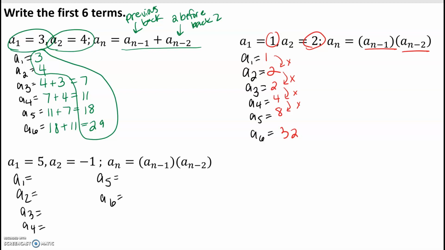Right, in the last example on this slide, again, it gives me the first two. It says 5 and -1. And then I'm going to take those and multiply them together according to my rule. So 5 times -1 is -5. Then -1 times -5 gets me a +5. -5 times 5 is -25. And then those two multiplied together, I get -125.